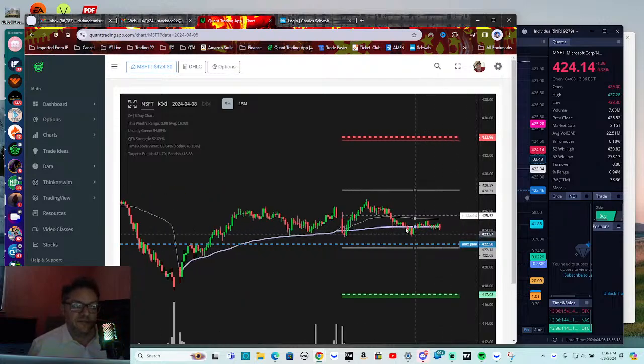It broke it here, didn't hold. It broke it, came back to retest like we were talking about earlier. It failed, and now it's on the north side.